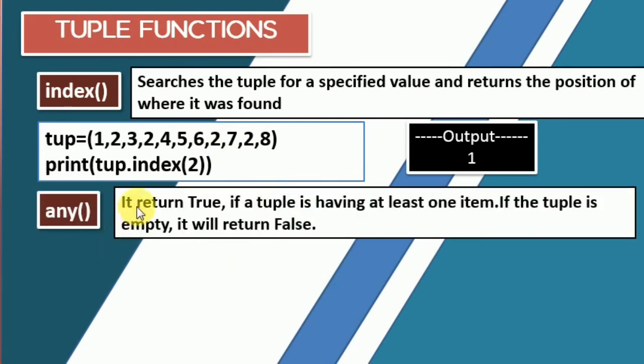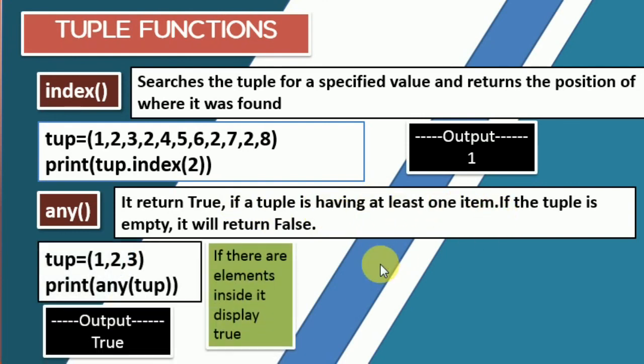It returns true if the tuple has at least one item. If the tuple is empty, it returns false. It means if there are any value items inside the tuple, it will display the answer true. Otherwise any is going to display the answer false. I'm going to show you that also.